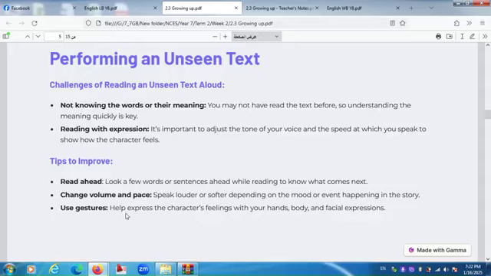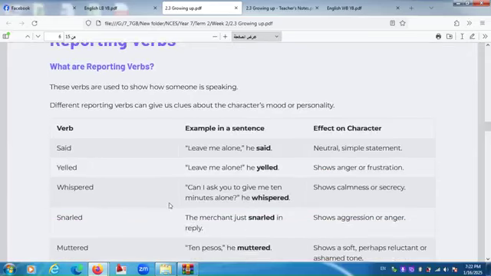Use gestures as well. It's very important to move your hands, your body, your facial expressions, and so on. Why? To keep the reader engaged again and to give the reader a nonverbal message or communication to understand what the text is talking about. So help to express the character's feeling with your hands, your body, your facial expressions. Okay?